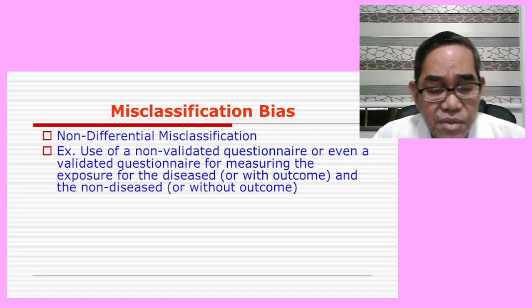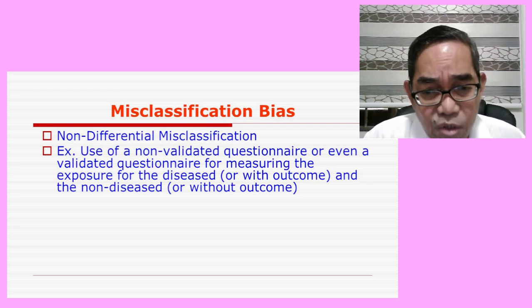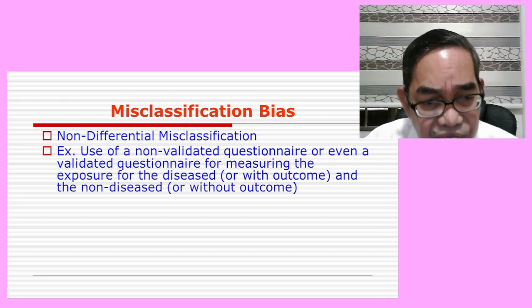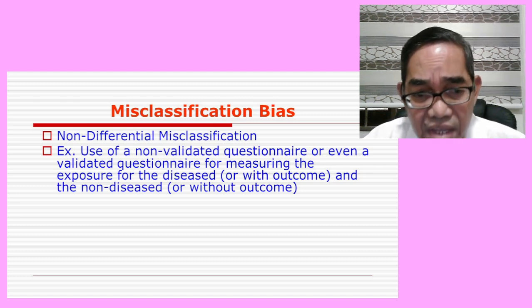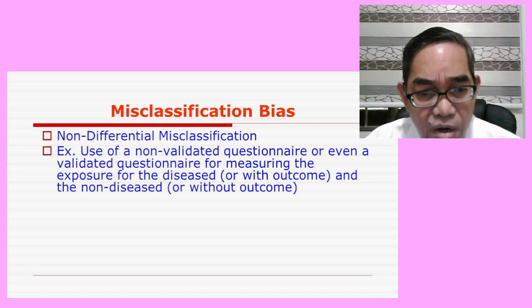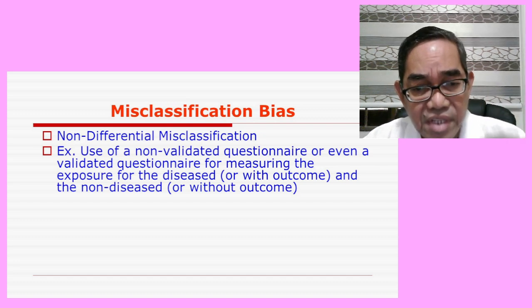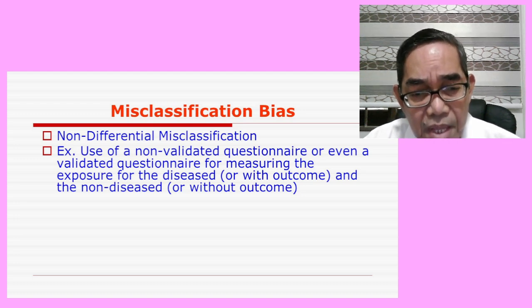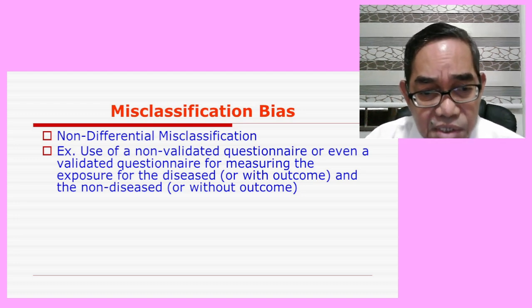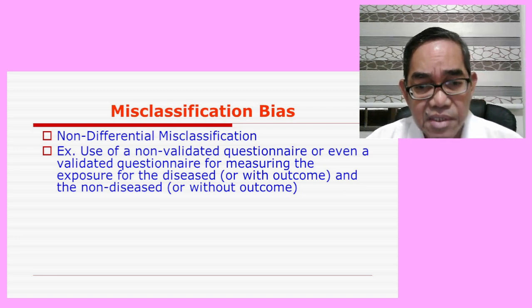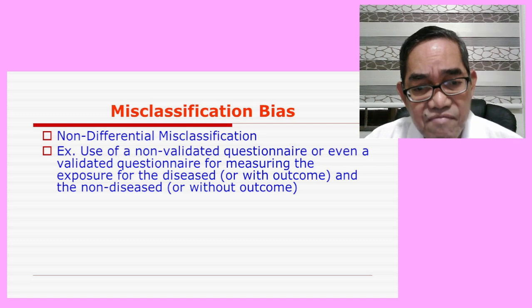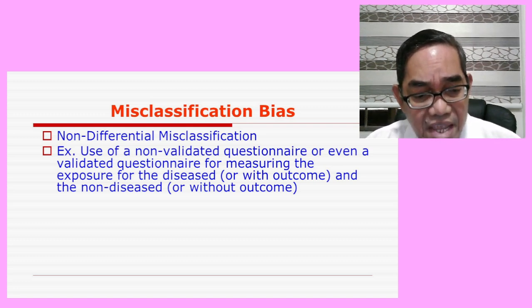So for example, you use a non-validated questionnaire in the classification of the exposure, or even a validated questionnaire when we measure the exposure for those with the outcome and for those without the outcome. So the definition that one uses for people who have the disease and people who don't have the disease is the same, non-validated or even a validated questionnaire.